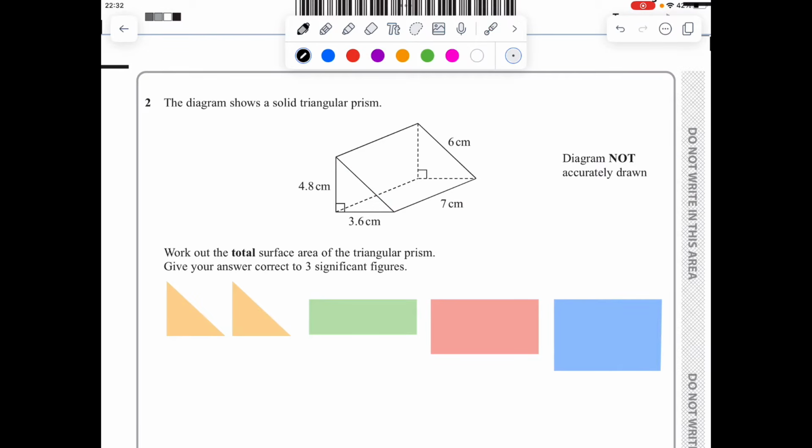I'll find this using Pythagoras theorem. Let's label this x. So x squared is equal to 4.8 squared plus 3.6 squared. If you add these squares and then take the square root, x will come out to be 6. So if I put the dimensions on these shapes, they're going to look like this.